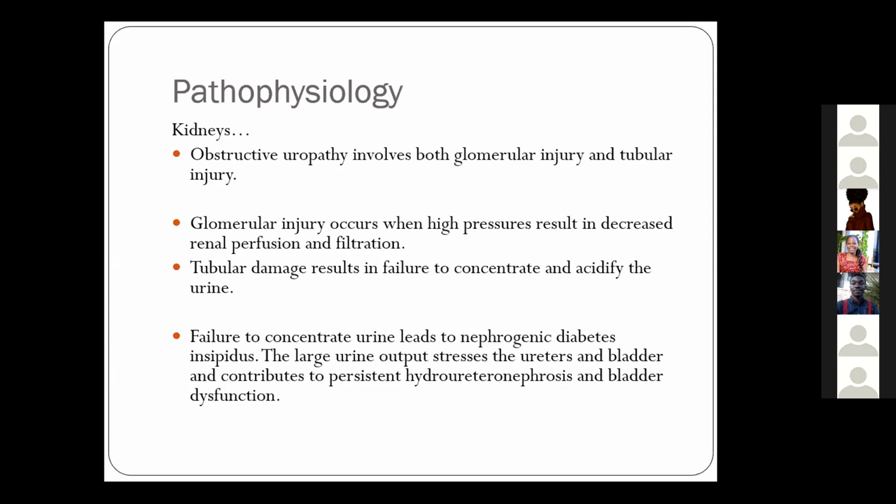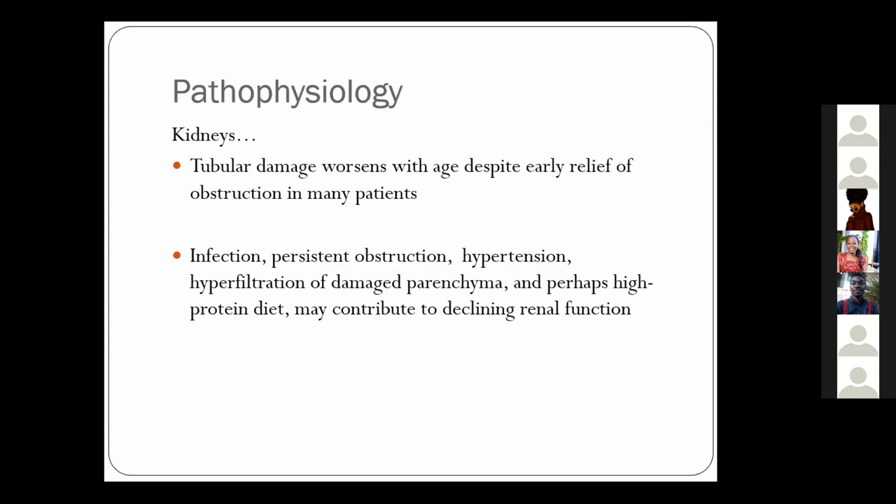contribute to the persistent hydroureteronephrosis, which worsens with age despite the early relief of the obstruction. And to note is that infections, persistent obstruction, hypertension, hyperfiltration of damaged parenchyma, and perhaps the high protein diet may contribute to the declining renal function. And so some of these should be either monitored for or even treated.